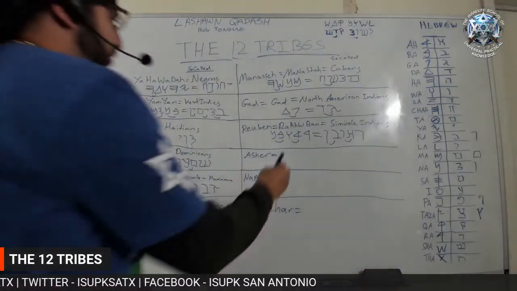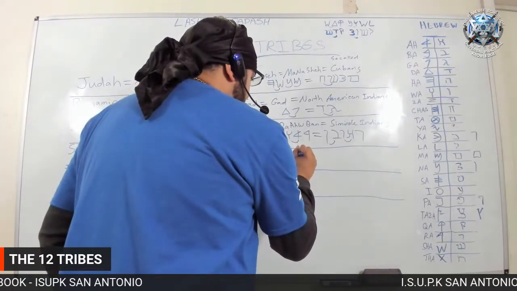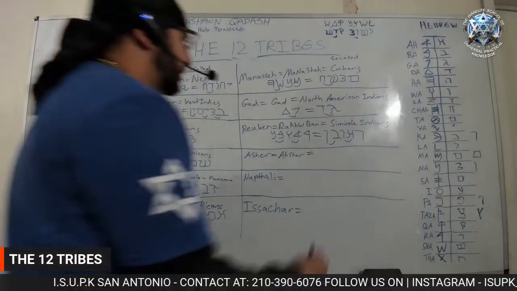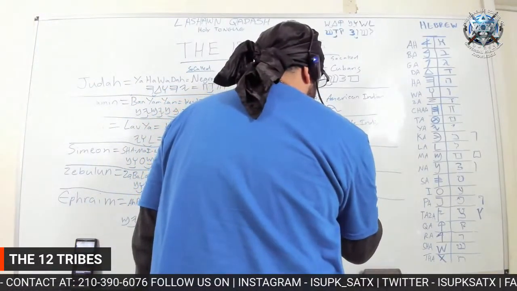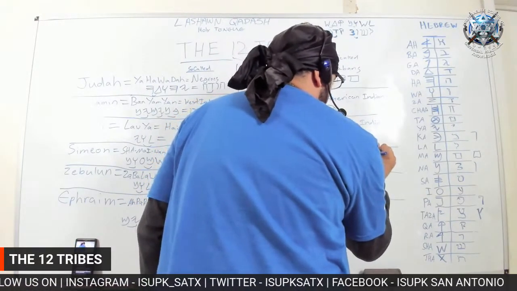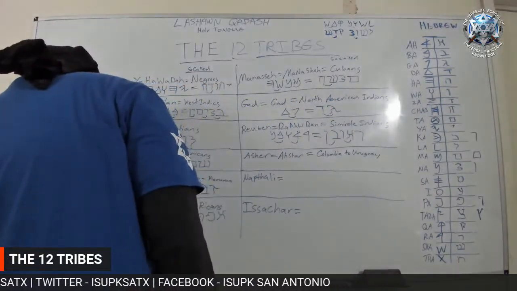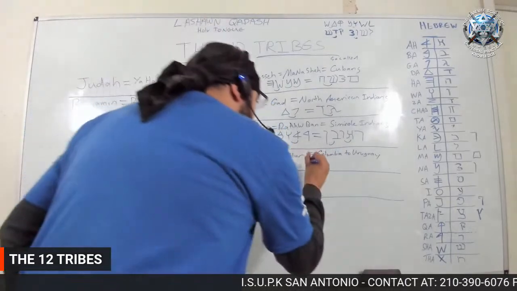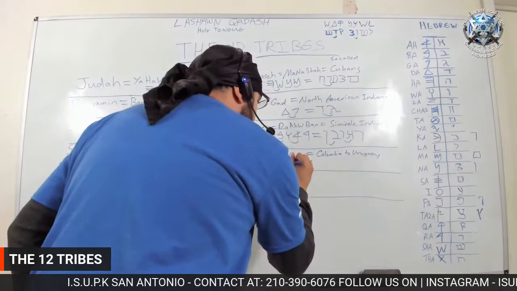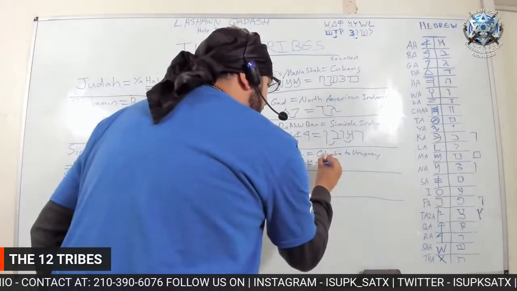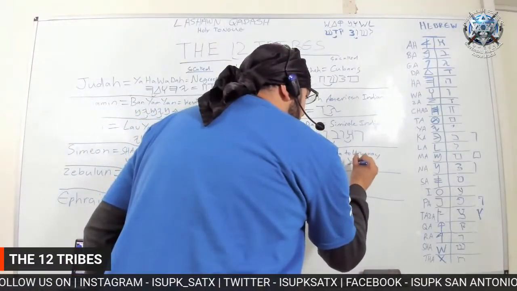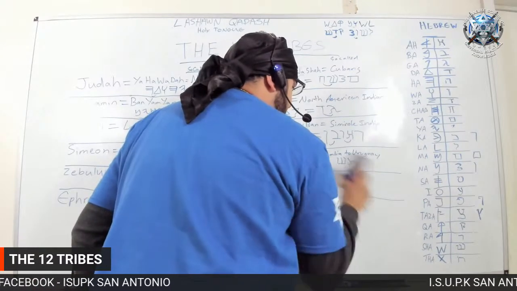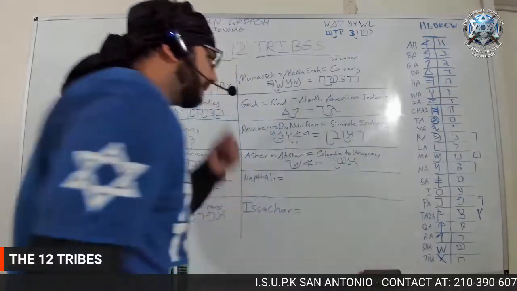Asher. Ashar. I believe that's Colombia to Uruguay. Make sure I got volume. Okay, cool. Colombia to Uruguay, Ashar. There's your Ah, there's your Shah, and then your Ra. Ashar. Join the Shah and the Ra together. Again, in the Assyrian, Ah, Shah. It doesn't need that much of a lip. Ashar. Boom.